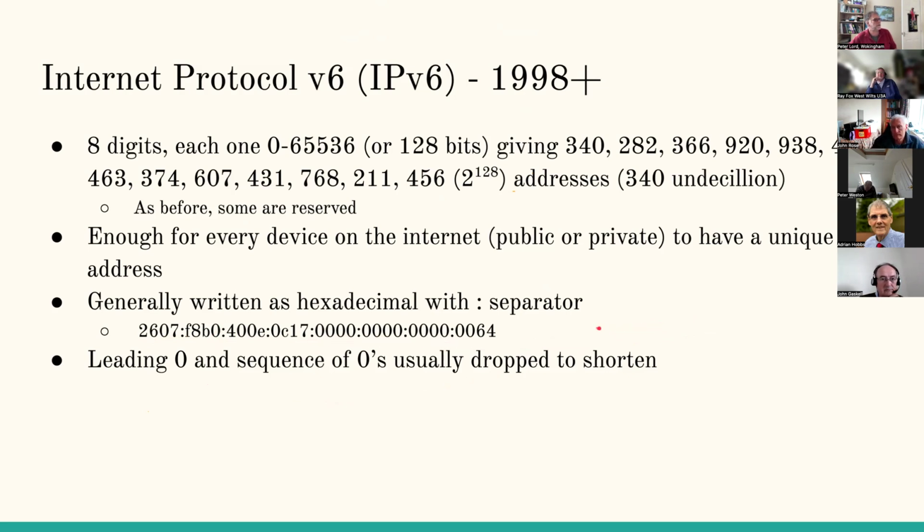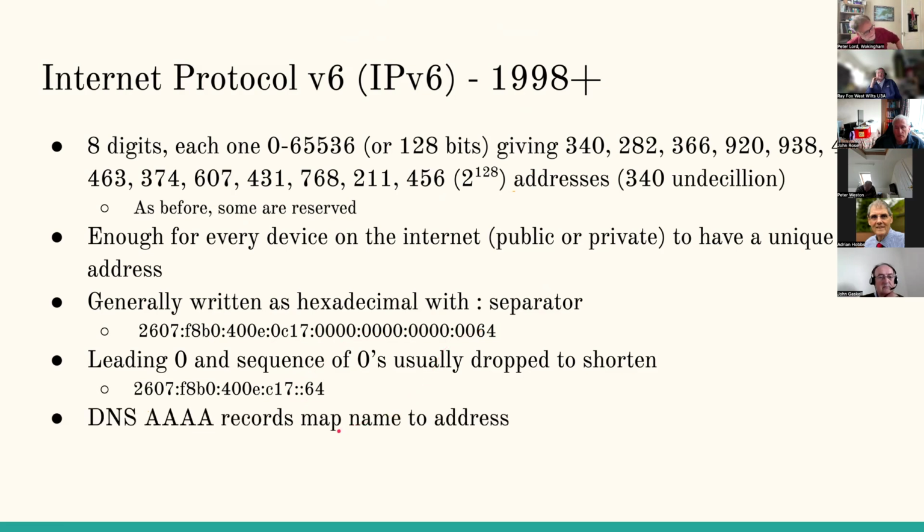Leading zeros are dropped. You don't need that one. And a trail of zeros is compressed into a double colon. So in fact, this address here is identical to that one. It's just a short form notation. So we've dropped a zero there and we've got a double colon there, which is a compression of all of those.